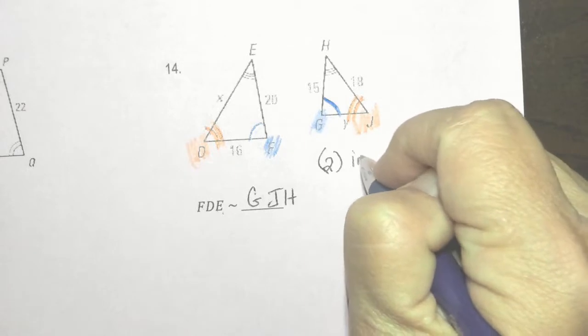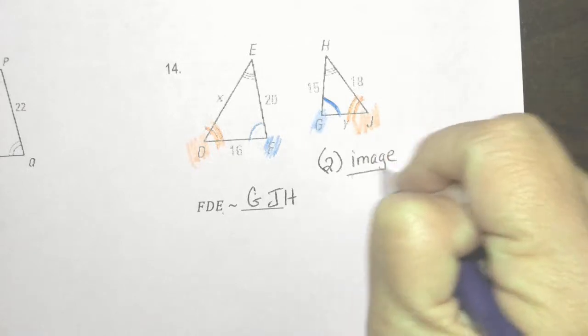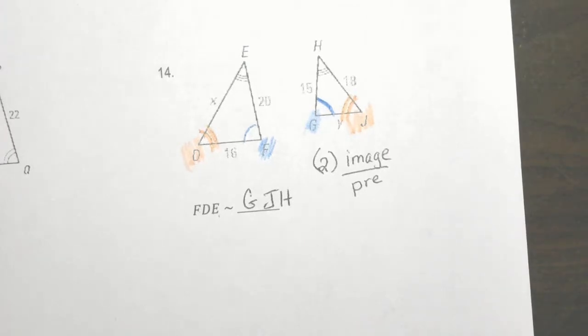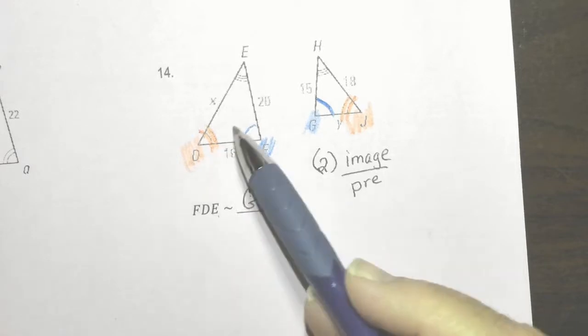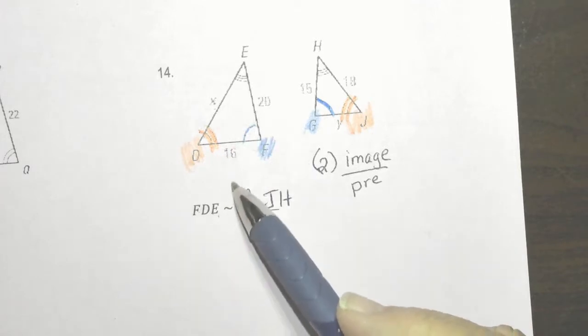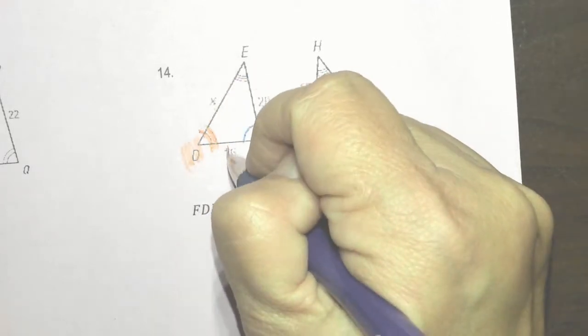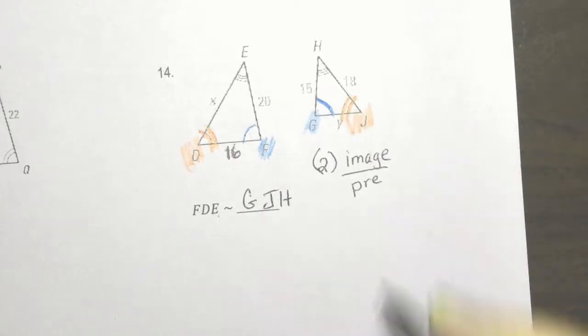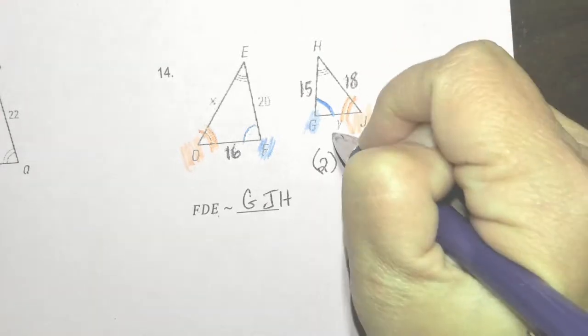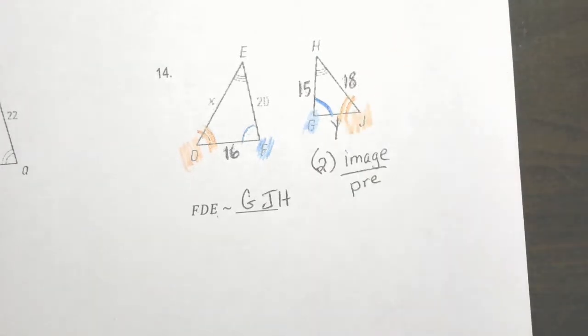When we find our scale factor, we're going to put our image over our pre-image. Now, we have to be particular. To find a scale factor, we need numbers in both places. So if we look at this triangle, I've got an X and a 20 and a 16. If you can't see, just so you know, that's a 16. And in this triangle, I've got a 15 and an 18 and the letter Y. So I have to find corresponding parts that both have numbers.